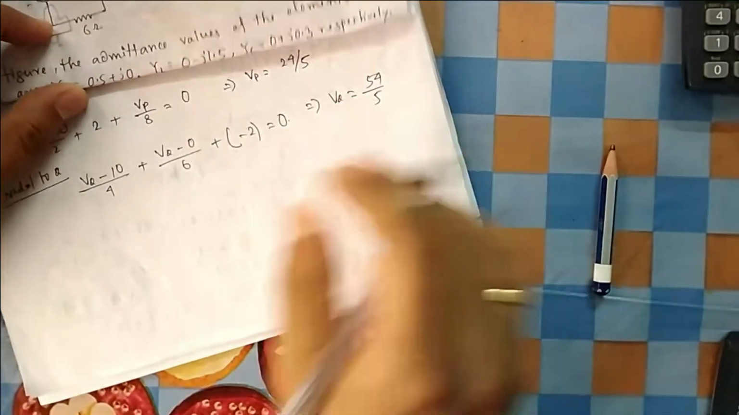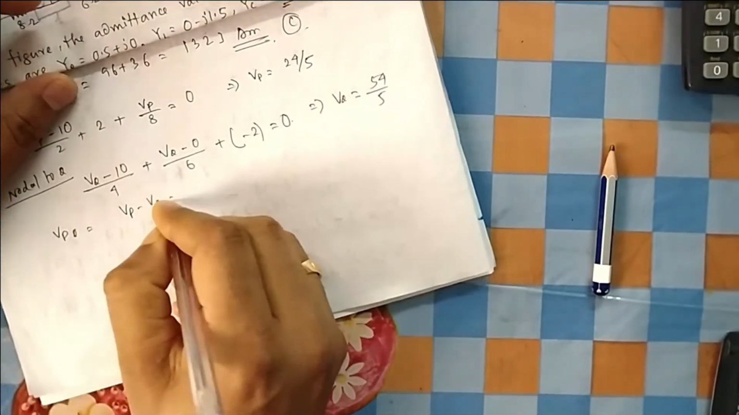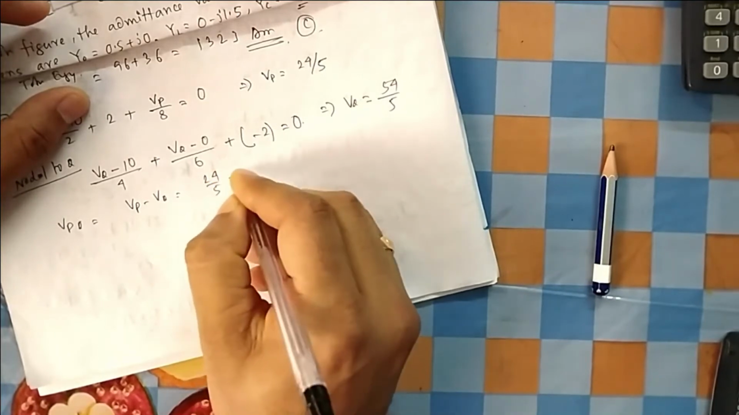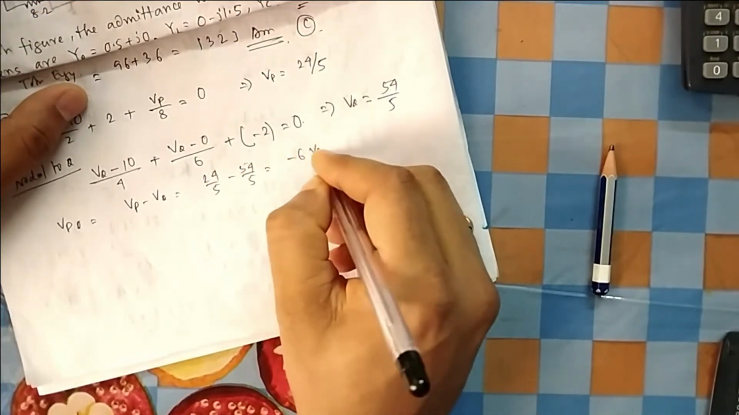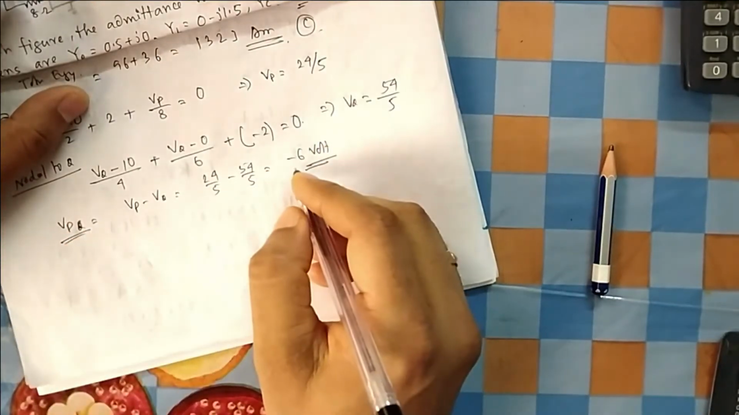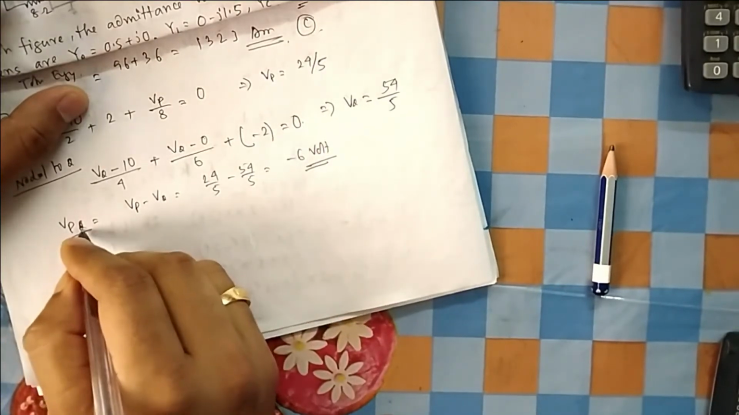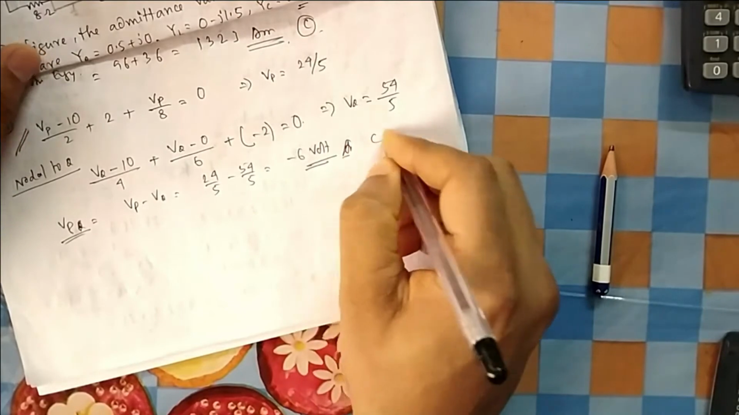So what are they asking? They are asking for Vpq, the potential difference between P and Q. So Vp minus Vq: 24 by 5 minus 54 by 5. If you do it, it is minus 6 volt. Take care here, take care of this minus also, because they are asking between P and Q. So P is first, so it is Vp minus Vq. I think this is your option C.